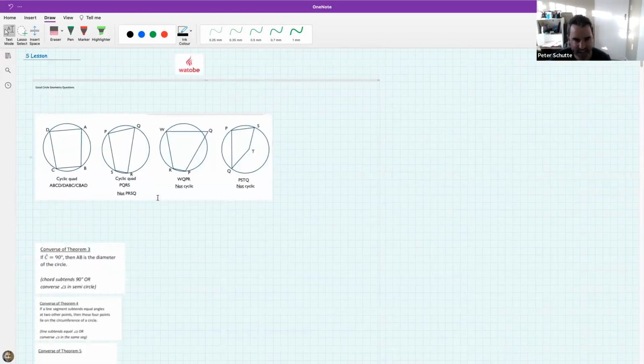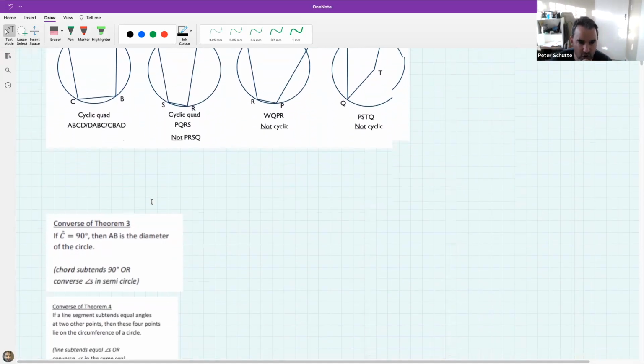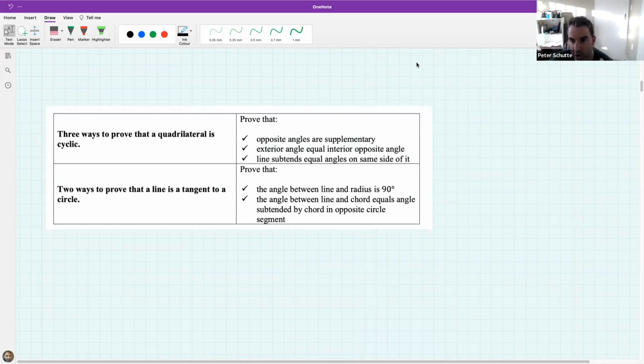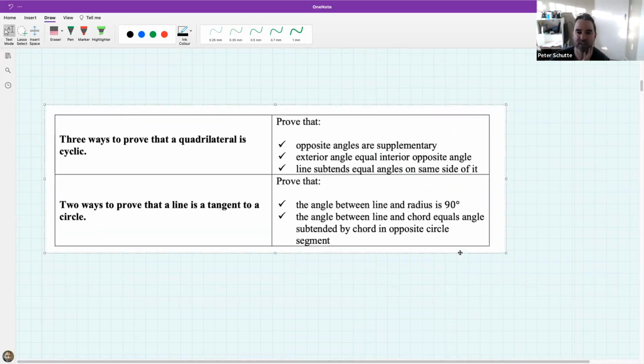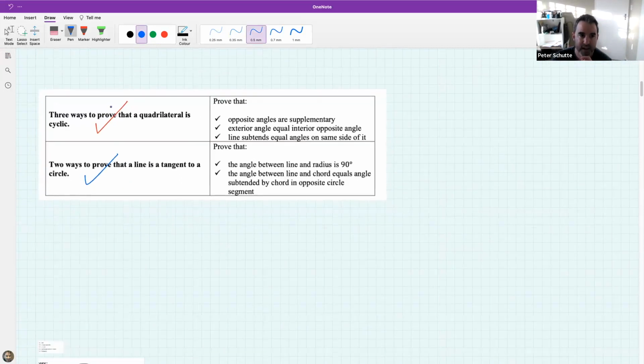So today, we're going to start to focus on what we call the converse theorem. We're not going to only do them, but in addition to the questions we've been doing so far, we're also going to talk about how we prove something is a cyclic quad, and how we prove something is a tangent to a circle.